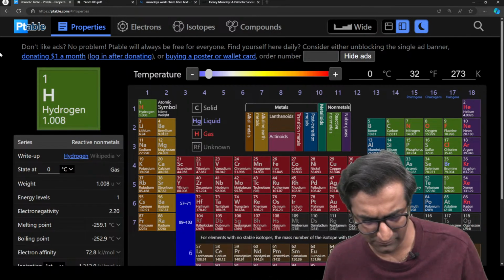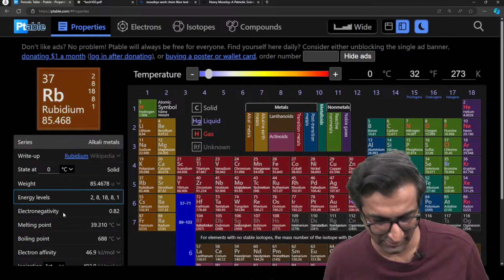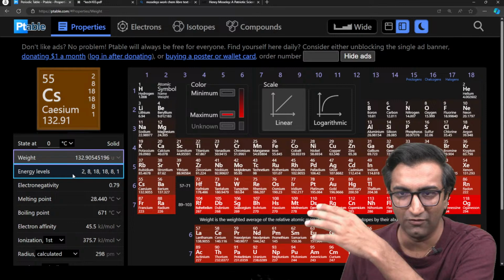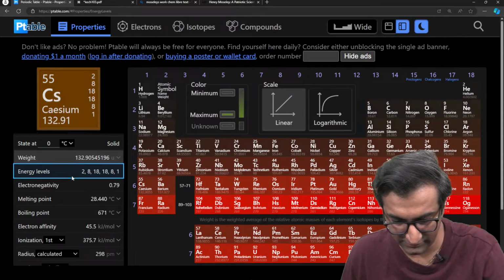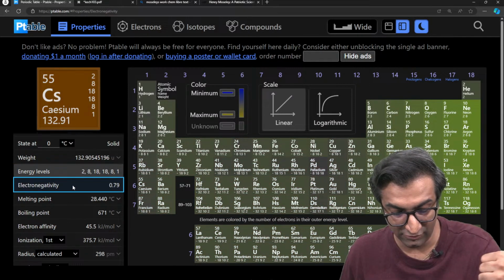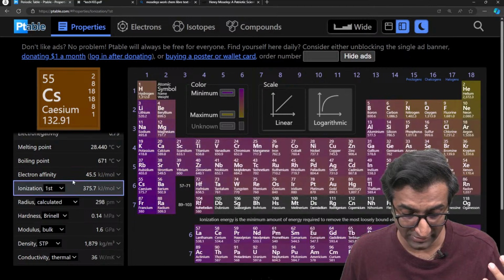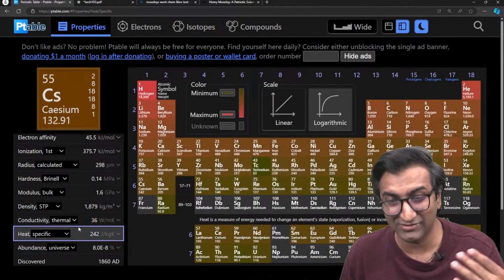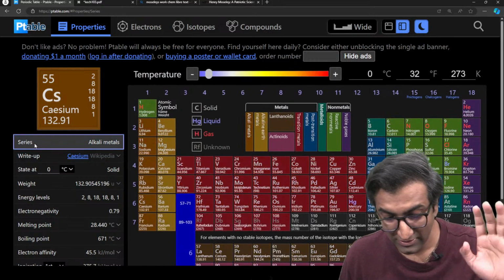This is a periodic table that keeps changing its colors. It's pretty awesome, right? If I want to look at mass, then it changes that. Oh, obviously the latter ones are going to be heavier than the top ones. This is cool. It has the electronic configuration, electronegativity, any property you want: electron affinity, ionization energy, radius, density, conductivity, specific heat, stuff you don't need. Pretty cool. Check it out on your own time.